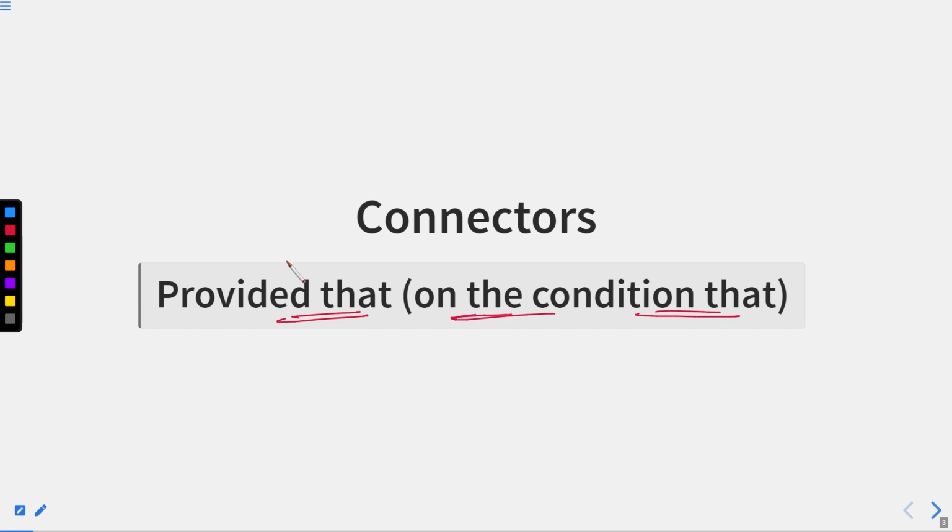Now, if I start with the word provided that, let me tell you one thing, that our conjunction is basically provided. This is the main conjunction or main connector that we have. But we can also use provided that, though provided that is superfluous, still it is grammatically accepted. That is why we can use both the conjunctions, that is provided or provided that. Both serve the same meaning.